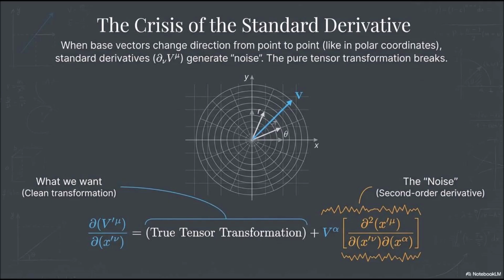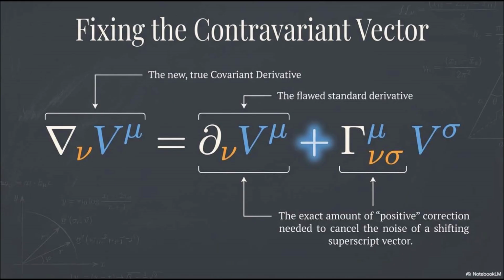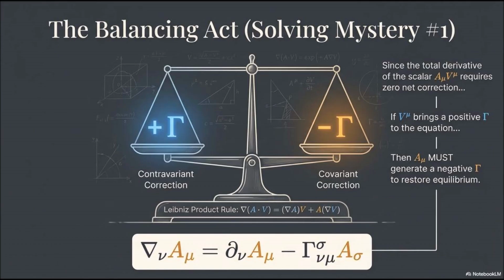It's a game of perfect calculated balance. Recall our derivation of the broken standard derivative. The noise term, the acceleration of the grid, was generated as a positive addition to the formula. It was a plus. Now recall Christoffel's antibody. He built his symbol, gamma, so that when it undergoes a coordinate transformation, it natively spawns the exact same noise, but with a negative sign. Therefore, to cure our standard derivative, we must add the Christoffel term to it. Because adding a negative is a subtraction.